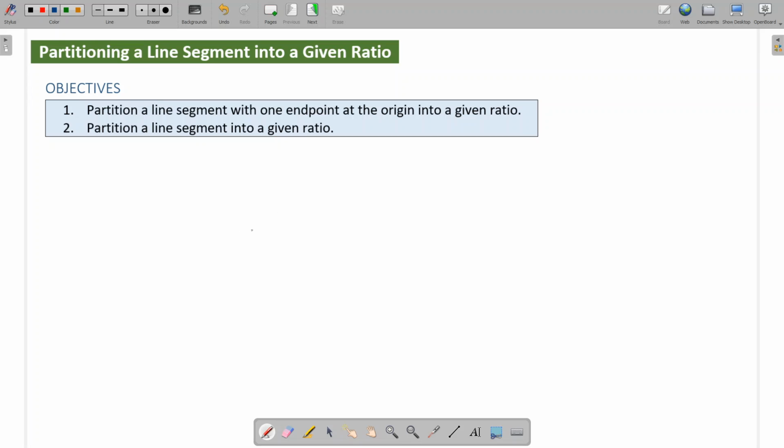In this video, we'll be covering partitioning a line segment into a given ratio. We have two objectives. We're going to start with the easy type of partition. We'll partition line segments where one of the endpoints of the line segment is at the origin. And then we'll look at the more general case of partitioning a line segment into any given ratio.